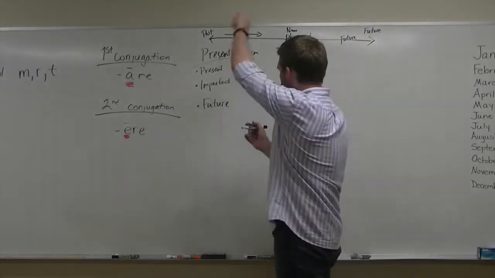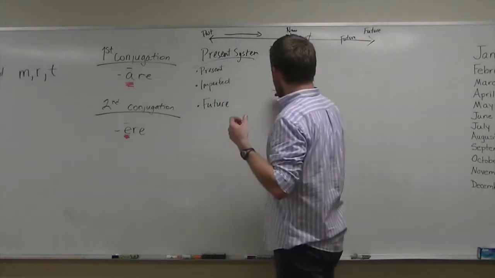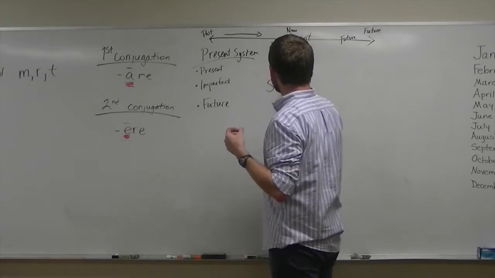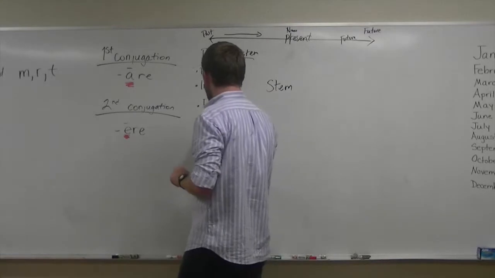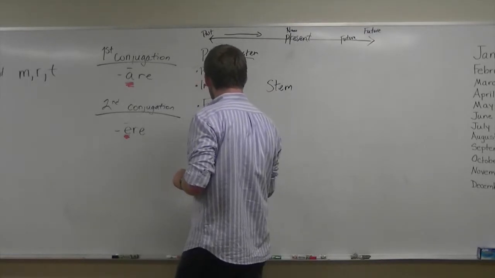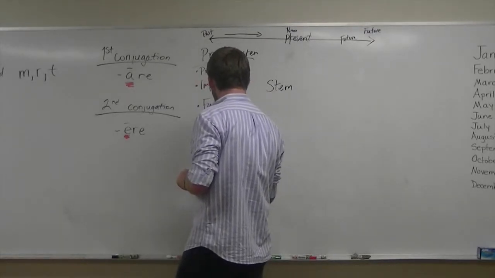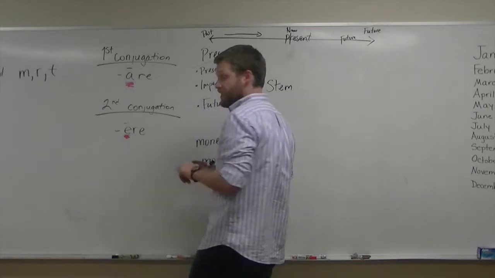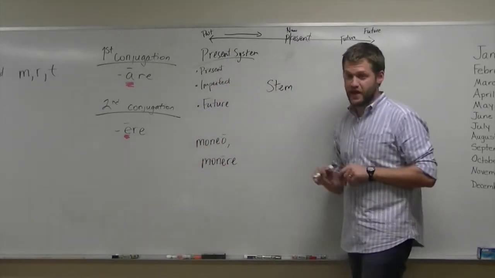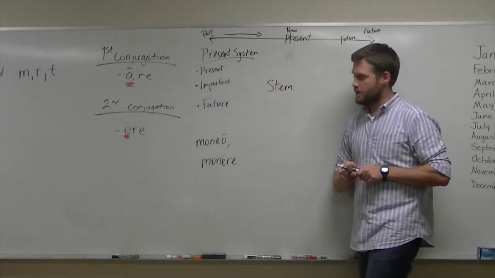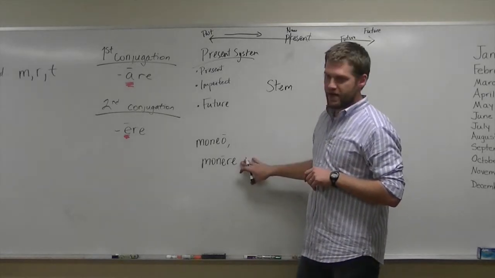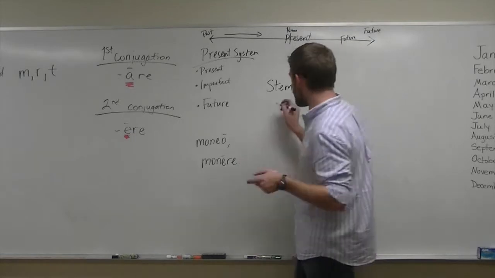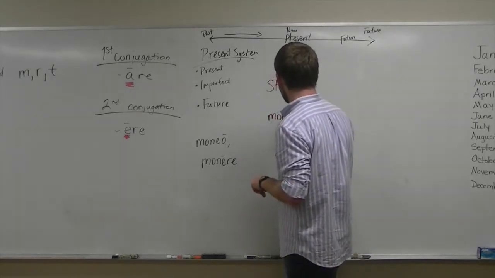Okay. So we're going to do the same thing. First thing with the present system is we need our present stem. So let's grab a verb, moneo, with an O, monere. And again, like you said, Rose, I could pick a first or second conjugation here. All right, so what would be the stem of moneo, monere? Mone. Okay, so I'll just write it underneath. Mone.